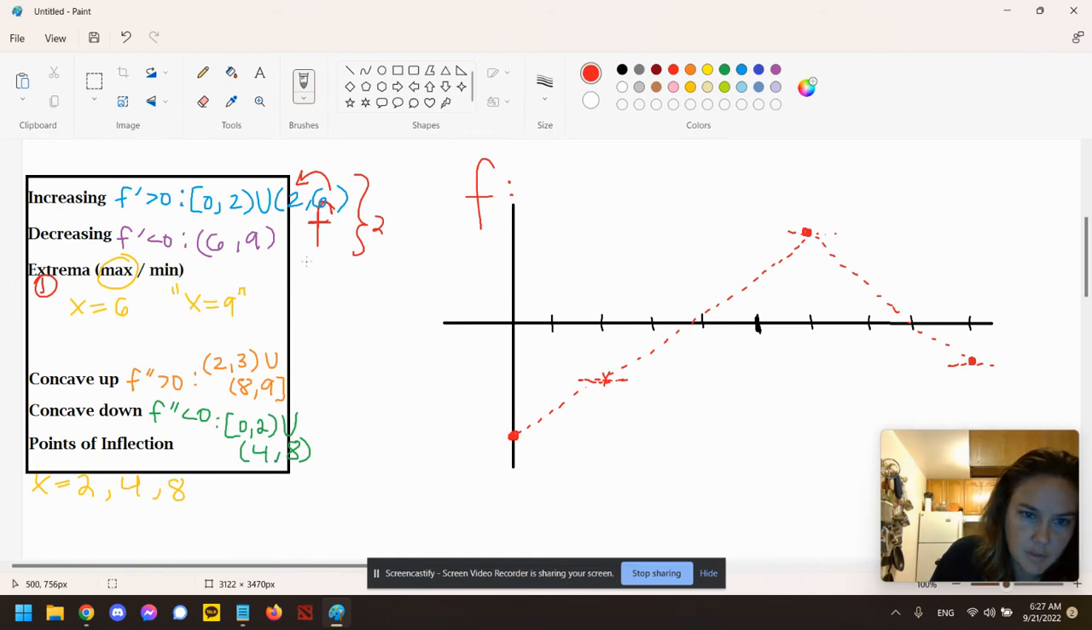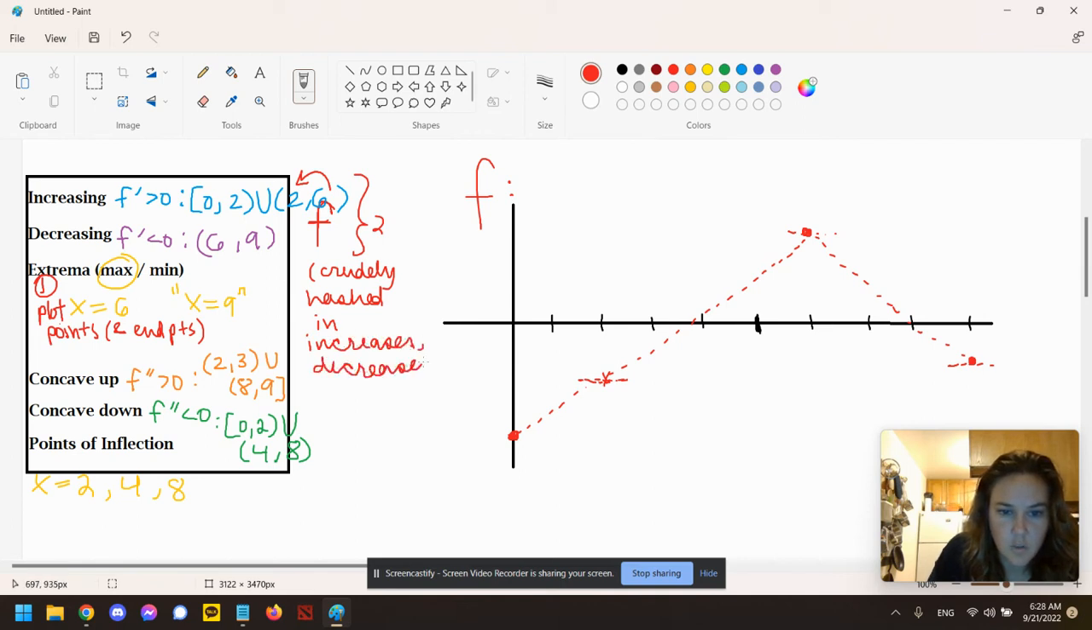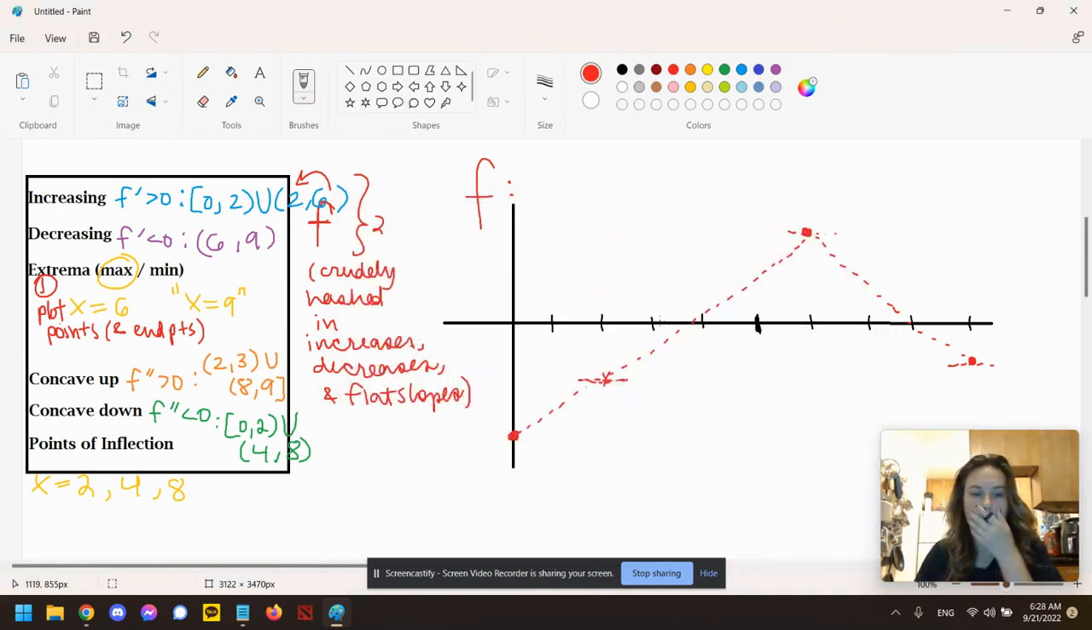Okay, so I plotted points, and I did my endpoints. And then here I crudely hashed in increases, decreases, and flat slopes.